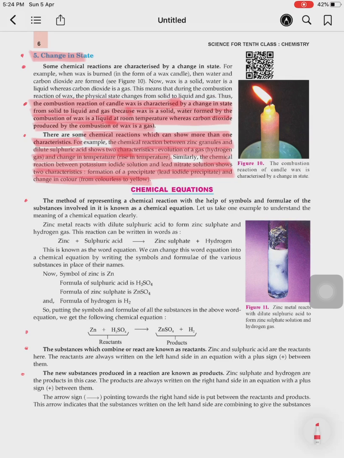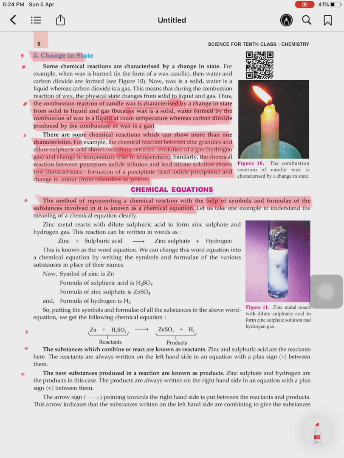Now, after knowing what a chemical reaction basically is, or how you can judge whether a particular reaction is a chemical reaction, we come to a new topic, that is chemical equations. What are chemical equations? The method of representing a chemical reaction with the help of symbols and formulas of substances involved in it is called a chemical equation. So a chemical reaction that is taking place, you can express it with the help of formulas in a particular equation, that is called a chemical equation.